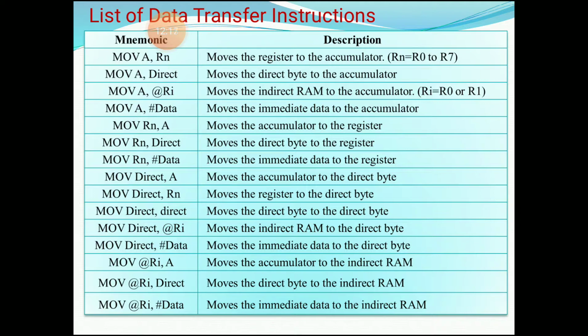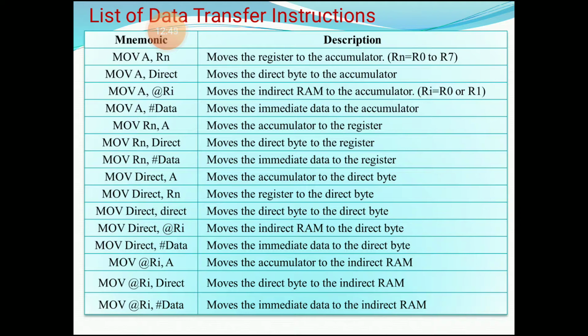MOV A, @Ri. This instruction belongs to memory indirect addressing mode. This instruction copies the data from the address held in the register Ri to the accumulator, where Ri represents R0 or R1. So the indirect addressing mode uses only two registers, R0 and R1. MOV A, #data. This instruction belongs to immediate addressing mode. It copies the data directly to the accumulator. MOV Rn, A belongs to register addressing mode. It copies the data from the accumulator to the Rn register.